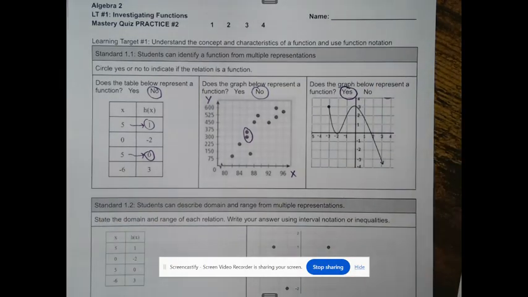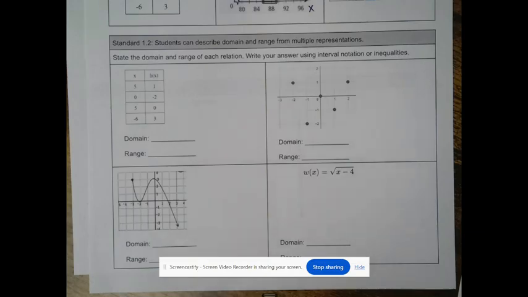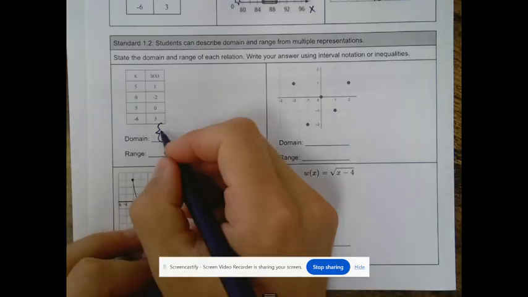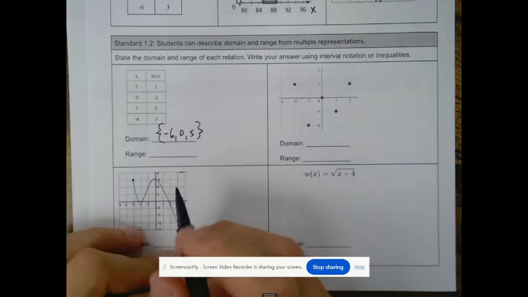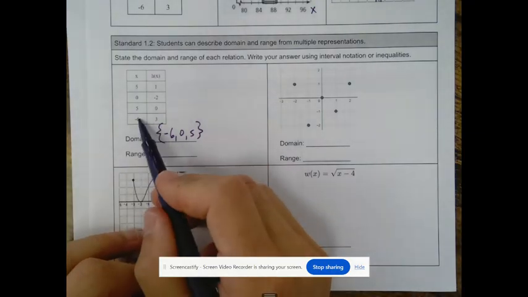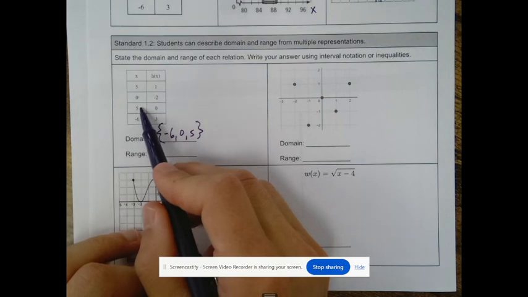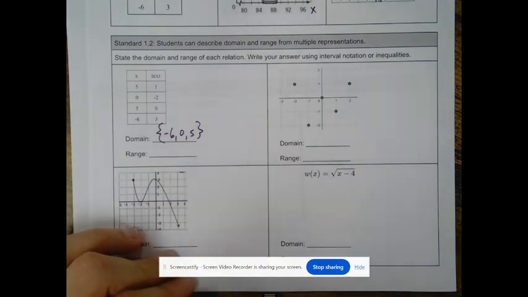All right, let's go down. Let's look at domain and range. Now, when we're looking at a table like this, our domain is the individual elements. Typically, we try to write them smallest to greatest, but it's not the end of the world if we don't. So we have -6, 0, 5. Do I have to write 5 twice? No. I just see that 5 shows up. Wait, this isn't a function. Does that matter? No. Non-functions still have domain and range.